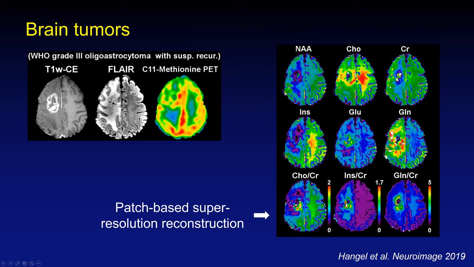So here, for example, we see an indication that around the lesion, there seems to be increased choline, which could be increased cell proliferation. We see a drop in NAA and creatine on the entire left hemisphere. We see a drop in inositol, but we see an increase in glutamate and an even bigger increase in glutamine in a larger area of the left hemisphere. And here's a couple of ratios.